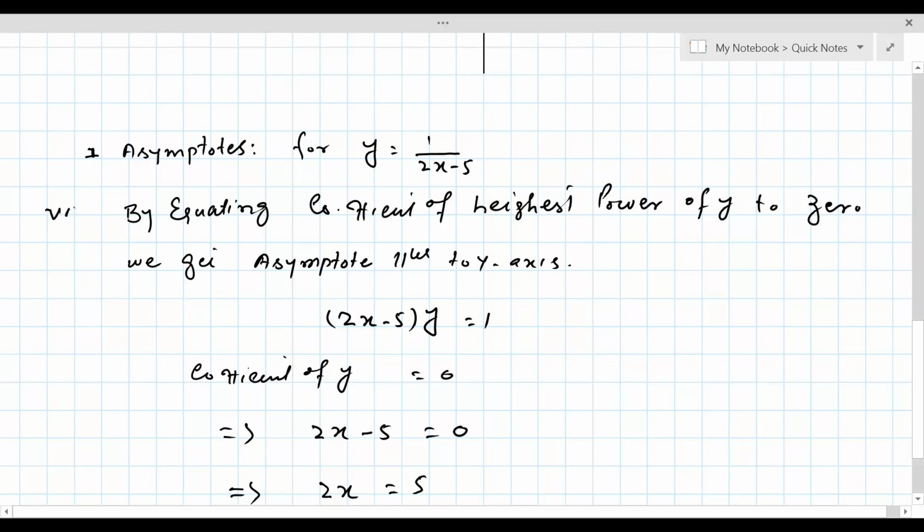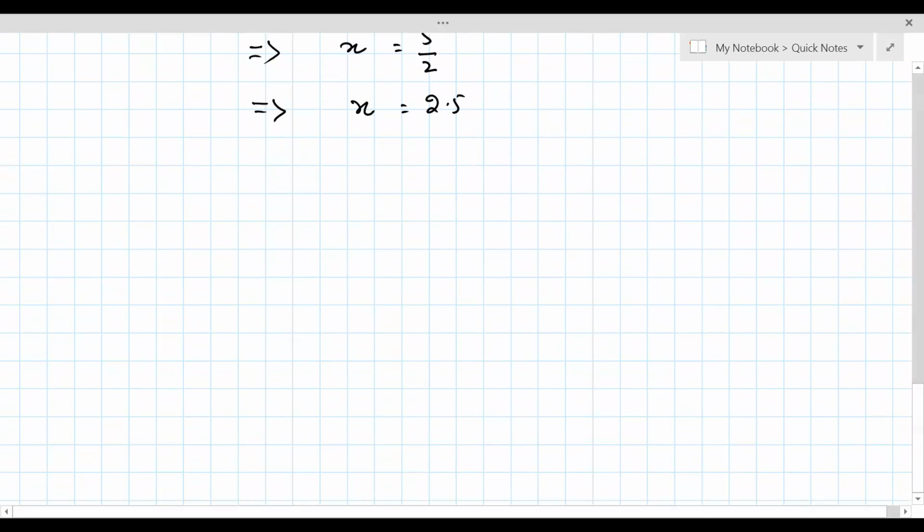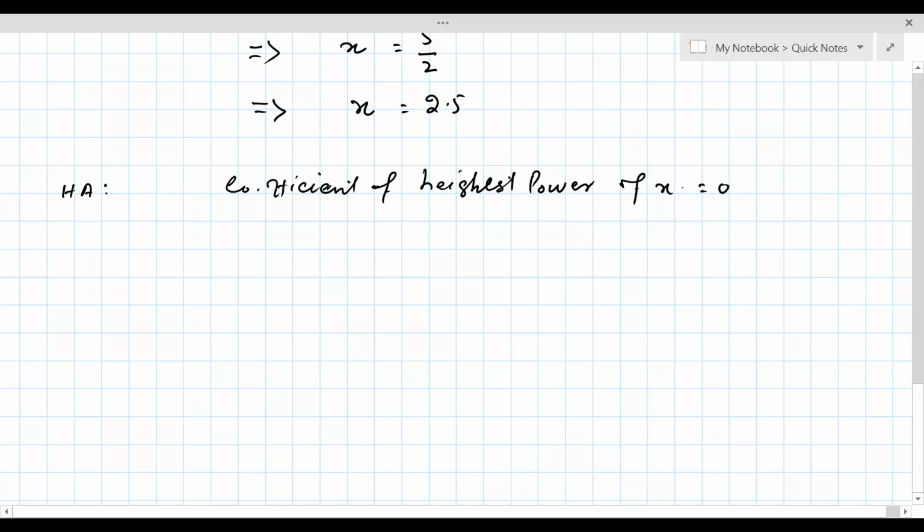Vertical asymptote. And now we want to find out the horizontal asymptote. For the horizontal asymptote, similarly, we are going to compare the coefficient of the highest power of x to 0.